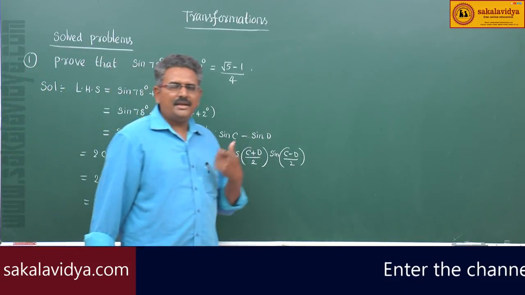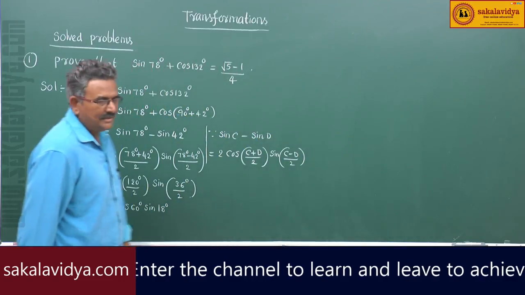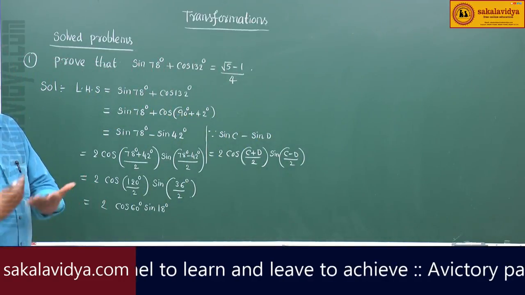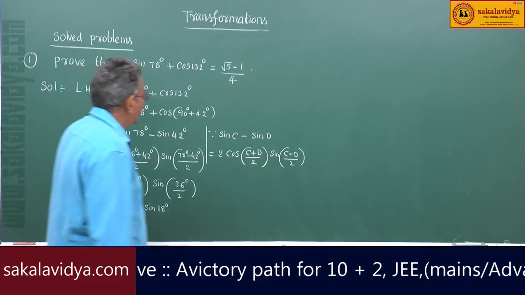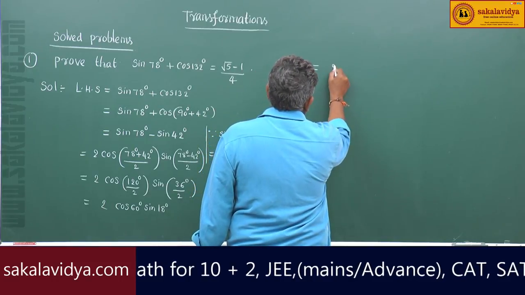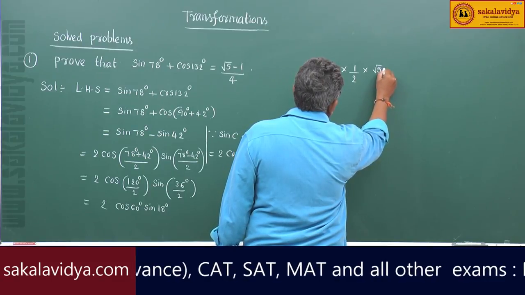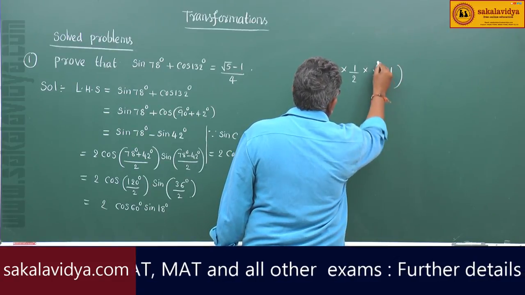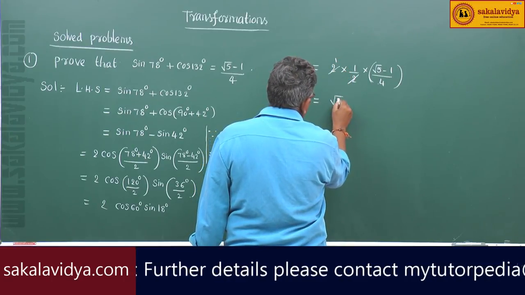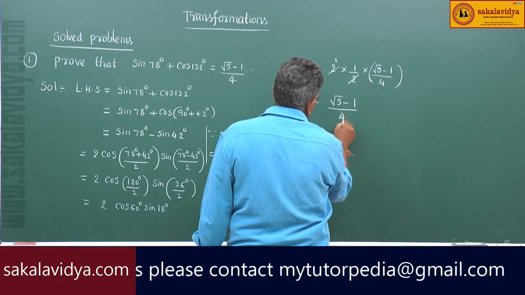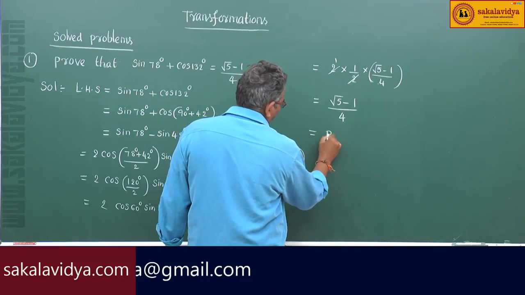Do we have any idea about the values of cos 60 as well as sin 18 degrees? Yes. Cos 60 degrees is 1 by 2. Sin 18 degrees is equal to root 5 minus 1 by 4. So let us substitute. That is 2 into 1 by 2 into root 5 minus 1 by 4. Now this gets cancelled. We have root 5 minus 1 by 4. So now check it, root 5 minus 1 by 4 equals RHS.